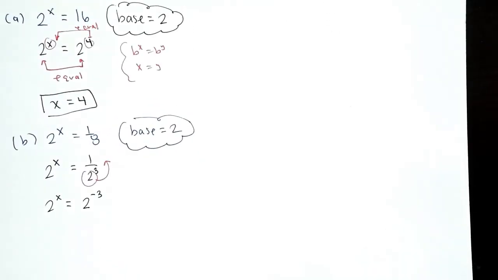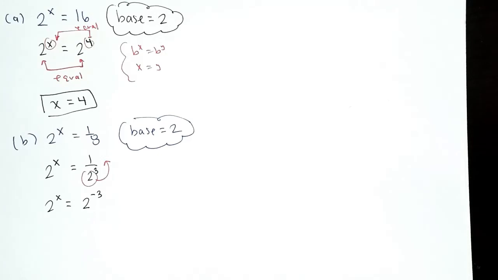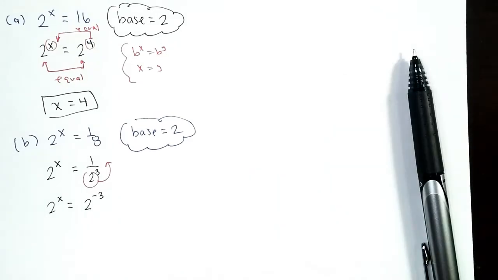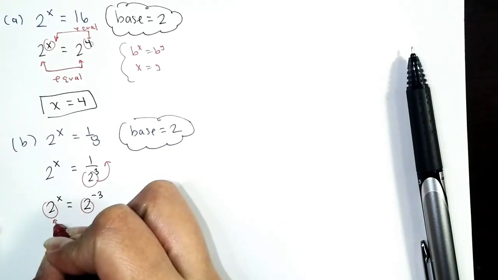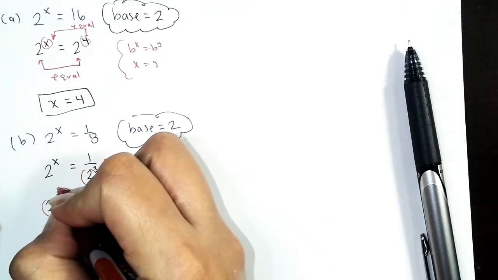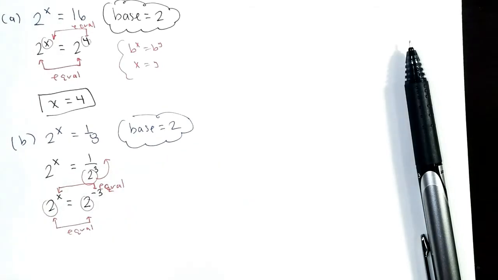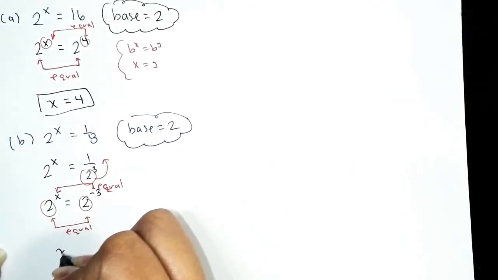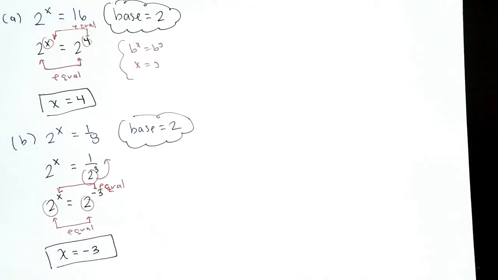So now I'm going to ask myself this. Are the bases the same? We got base 2 on the left, base 2 on the right. Let's apply that property of exponential equations. So remember, the property of exponential equations says this: if the bases are equal, then there's no way around it. Then the powers have to be equal. Okay, so if the bases are equal, then the powers have to be equal. Fantastic.